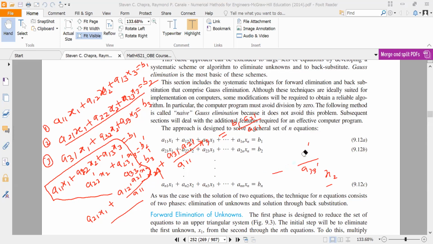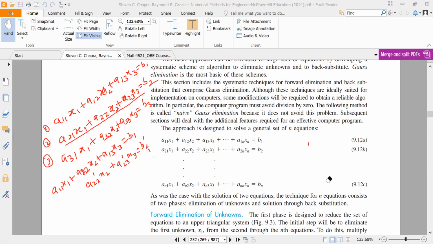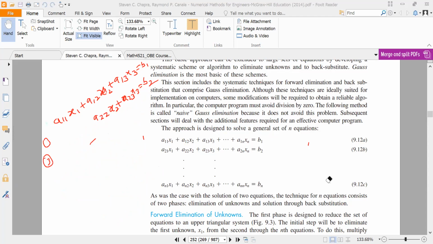But this technique has some disadvantages. What are they? Number one, many multiplications, additions, and divisions will be needed, so it is computationally inefficient. Another issue is that if any one element, which we call the pivotal element, is equal to 0, or even very small, then this method cannot be used effectively.